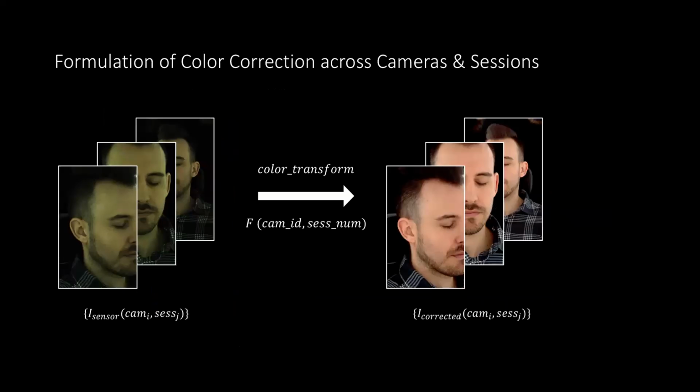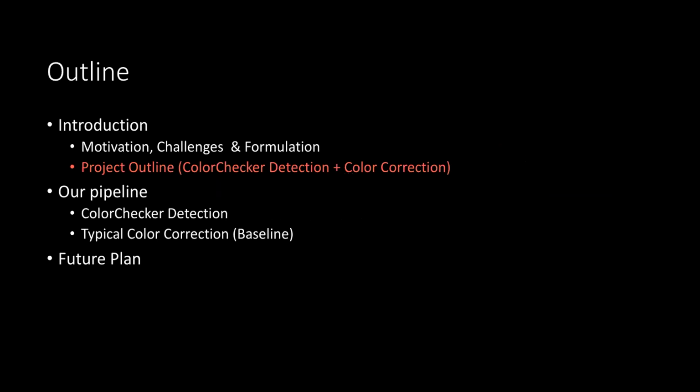Here is our formulation for color correction across cameras and sessions. Our goal is to learn a mapping from the camera ID and session number to a color transform. And the color transform should be able to transform the image into a perceptually reasonable color space. We hope that for the color values captured by different sensors from different viewpoints, after the color transformation, the color values should be identical. And then I will talk about our project outline.